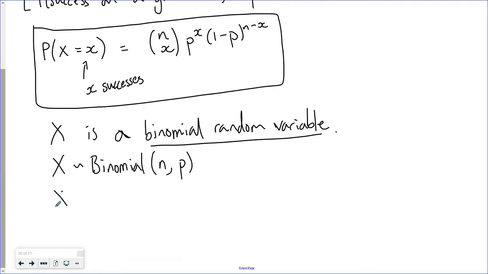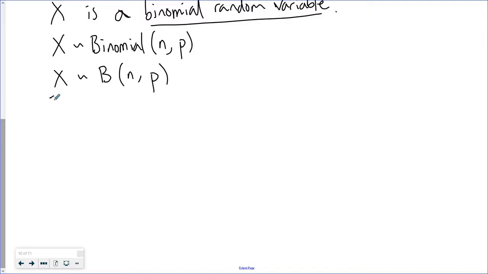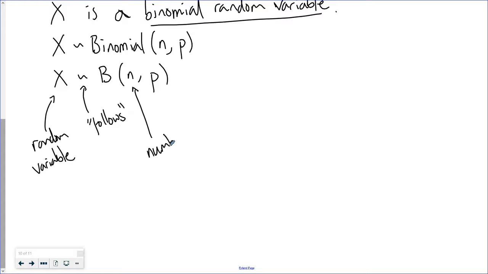And a shorthand way of writing that, you don't need to write binomial in full each time, you can just write B or Bi. So this is the notation. This is our random variable, which is going to be the number of successes we have. This squiggle you read as follows. B stands for binomial. N is the number of trials that you're doing. And P is the probability of success on each trial.